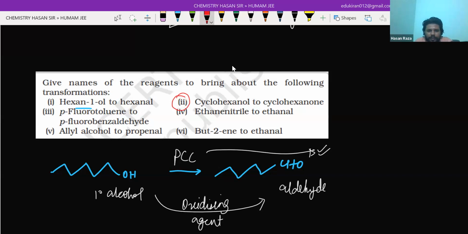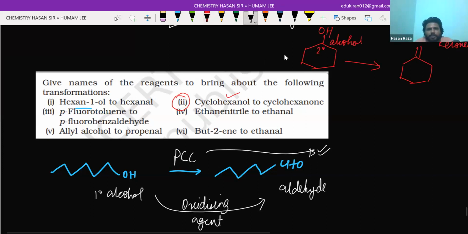Okay, so see cyclohexane, you are going to make it like this. And cyclohexanol is this, and converted into cyclohexanone. So that means this will be like this. So this is your 2 degree alcohol, which is converted into ketone. So see what happens here. You are using an oxidizing agent, so you can easily use anhydrous CrO3.